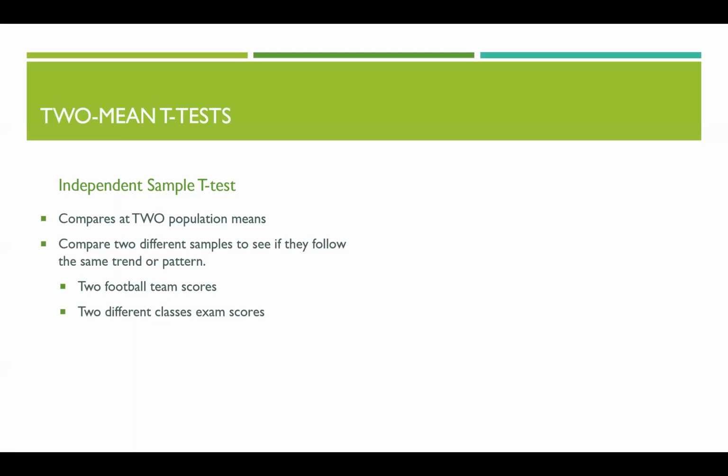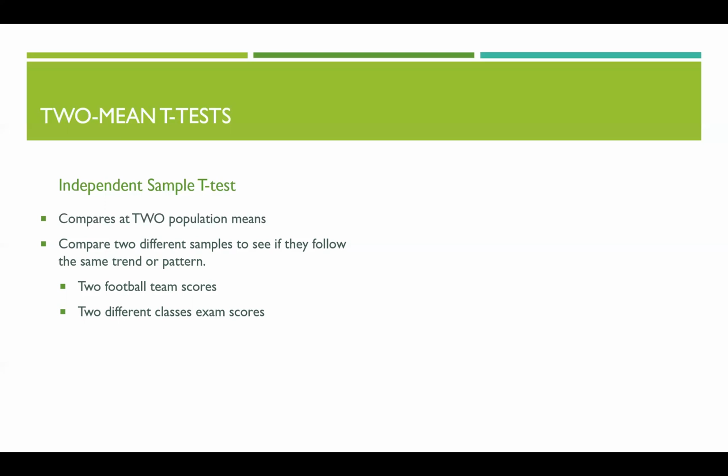We use an independent t-test whenever we want to compare two different groups to see if they follow the same trend or the same pattern. Basically you're going to have one variable, one thing that you're interested in, but you're going to collect information from two different groups.